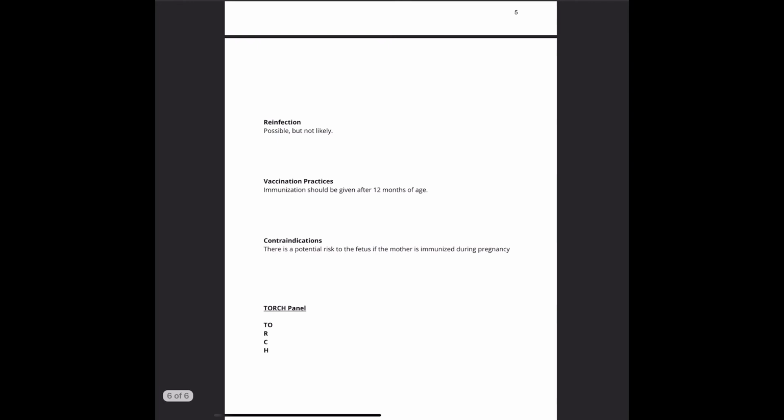Reinfection is possible but not likely. It all depends on how successful your body was at producing antibodies to the rubella virus. Reinfection is demonstrated by a fourfold rise in pre-existing antibody titer and is more likely to occur in immunized persons with a low antibody level.